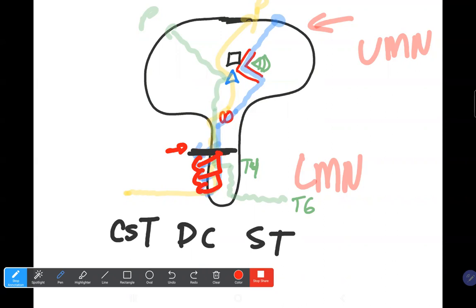What about the dorsal column? It's going to be ipsilateral. Also ipsilateral. Yeah, you got it exactly, because it's on the same side. See that? Same side. What about spinothalamic?